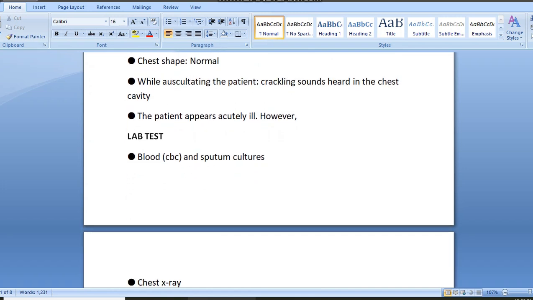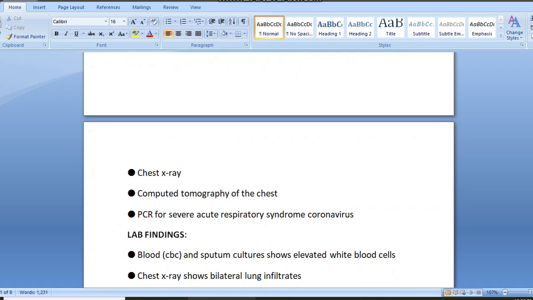Lab test. Blood, complete blood count and sputum cultures. Chest x-ray. Computed tomography for the chest. PCR, that is polymerase chain reaction, for severe acute respiratory syndrome coronavirus.